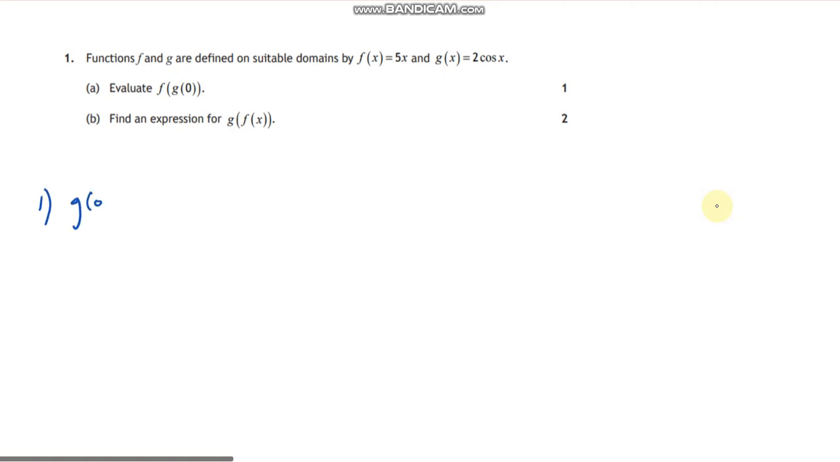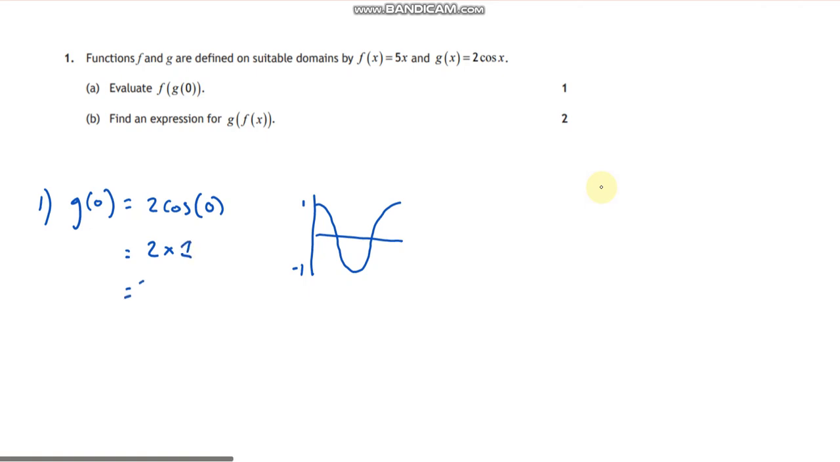So instead of just putting G in, they're asking, well, what is G of 0? Well, if I do G of 0, I'm replacing x with 0. So that's going to bring out 2 multiplied by, now let's just think about this, there's my beautiful cos graph. If I evaluate that at 0, my value is 1. So you should really know how your graphs look. All right, so 2 times 1 is going to give me 2.